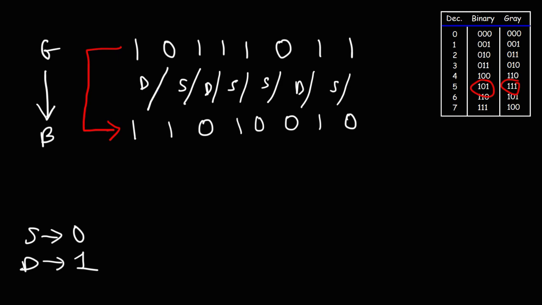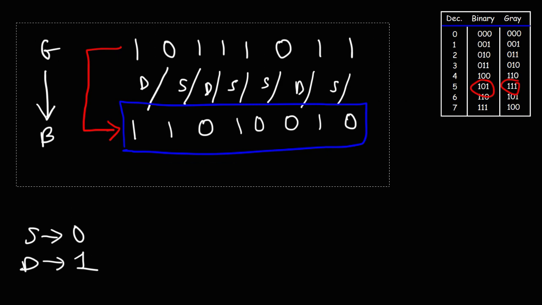So the answer for this one is 11010010. So now you know how to convert between a gray code to a binary code and how to go back from a binary code to a gray code.